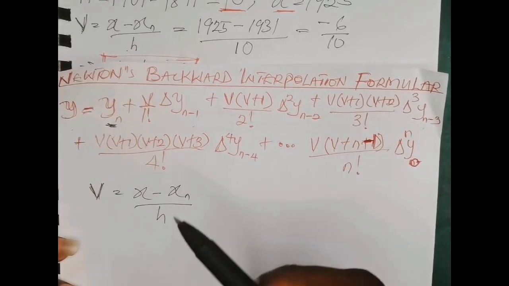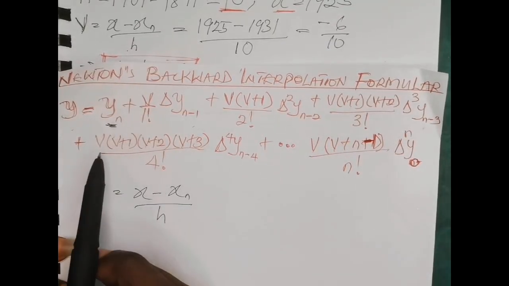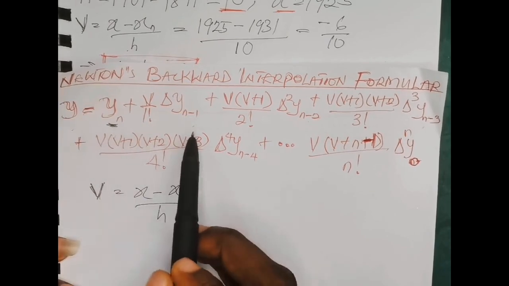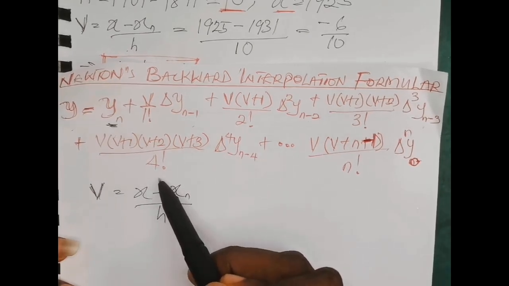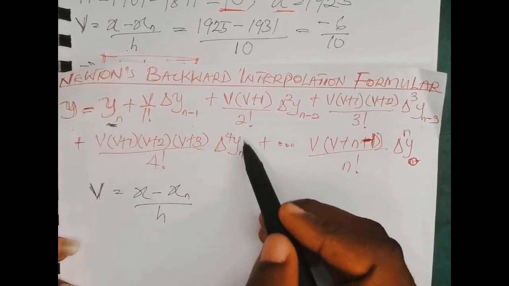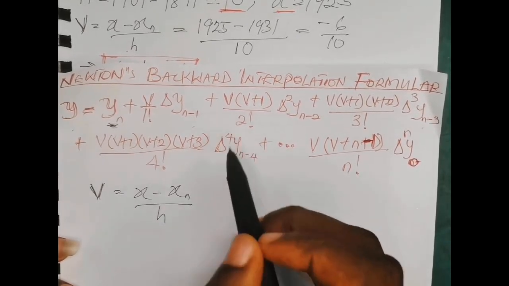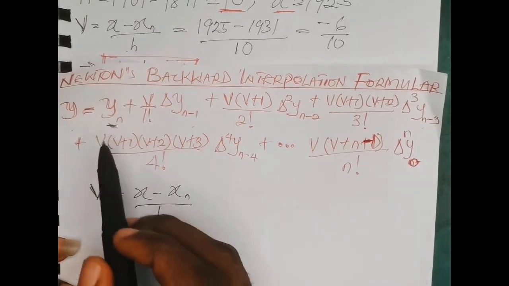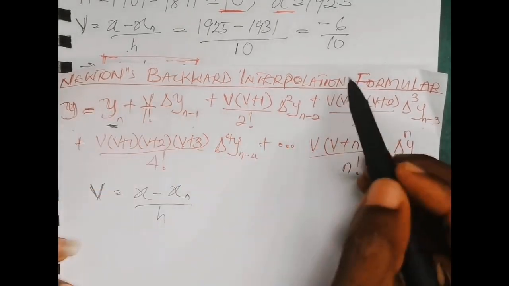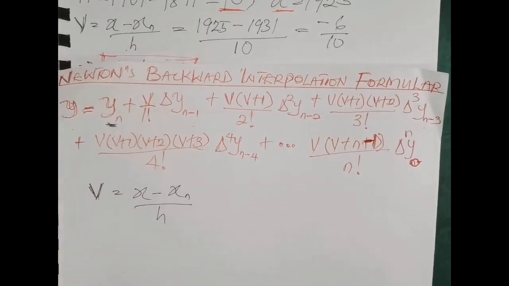Had the table extended up to the fifth difference, that means we would have modified this particular part of the equation and appended v plus 4 over 5 factorial multiplied by delta 5 yn minus 5. But since the table ends at delta 4 yn minus 4, we simply end our formula here. So we are going to be paying attention to the formula from here to this point alone and discarding every other part.